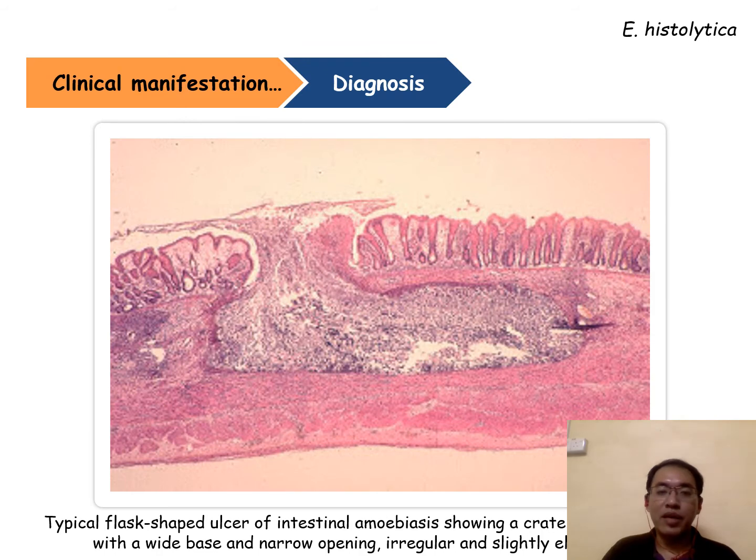The biopsy sample can be sent for histopathological examination. Under the microscope, the typical flask-shaped ulcer of intestinal amoebiasis can be seen. This is the volcano mouth region, with a white base, irregular surrounding region, and slightly elevated edge.